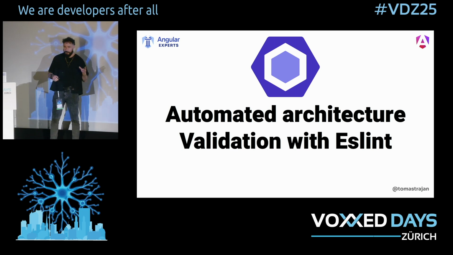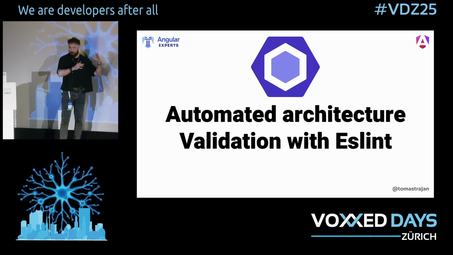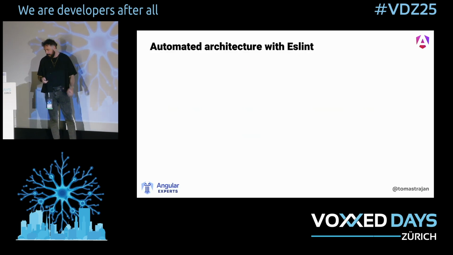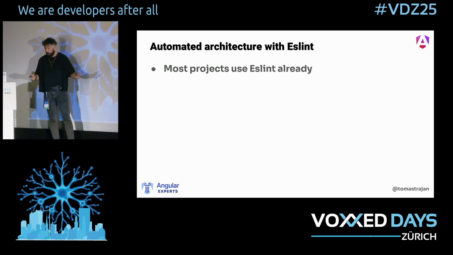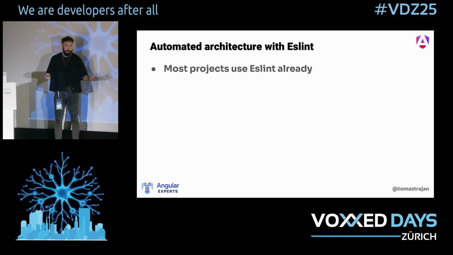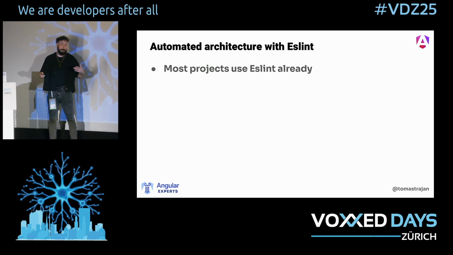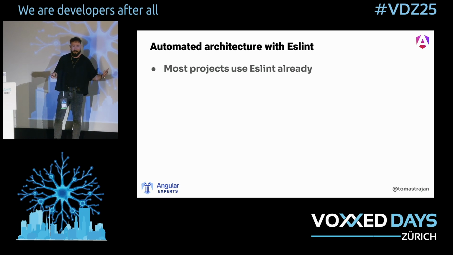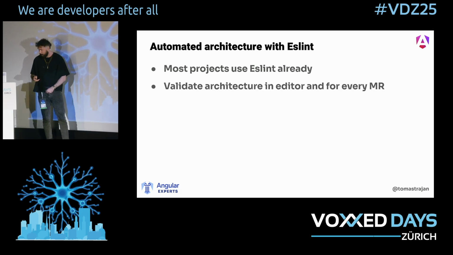And today we are going to learn how you can define your own architecture vocabulary of those building blocks like core, feature, UI, or whatever you like, and how to define rules between them. Most front-end projects already use ESLint. That's great. You don't have to add the setup. It's highly likely you have this. And if you don't have it, you write ng add ESLint, and the whole setup happens automatically with schematics. So that's very nice. And we will get the validation in the editor live and on every merge request.